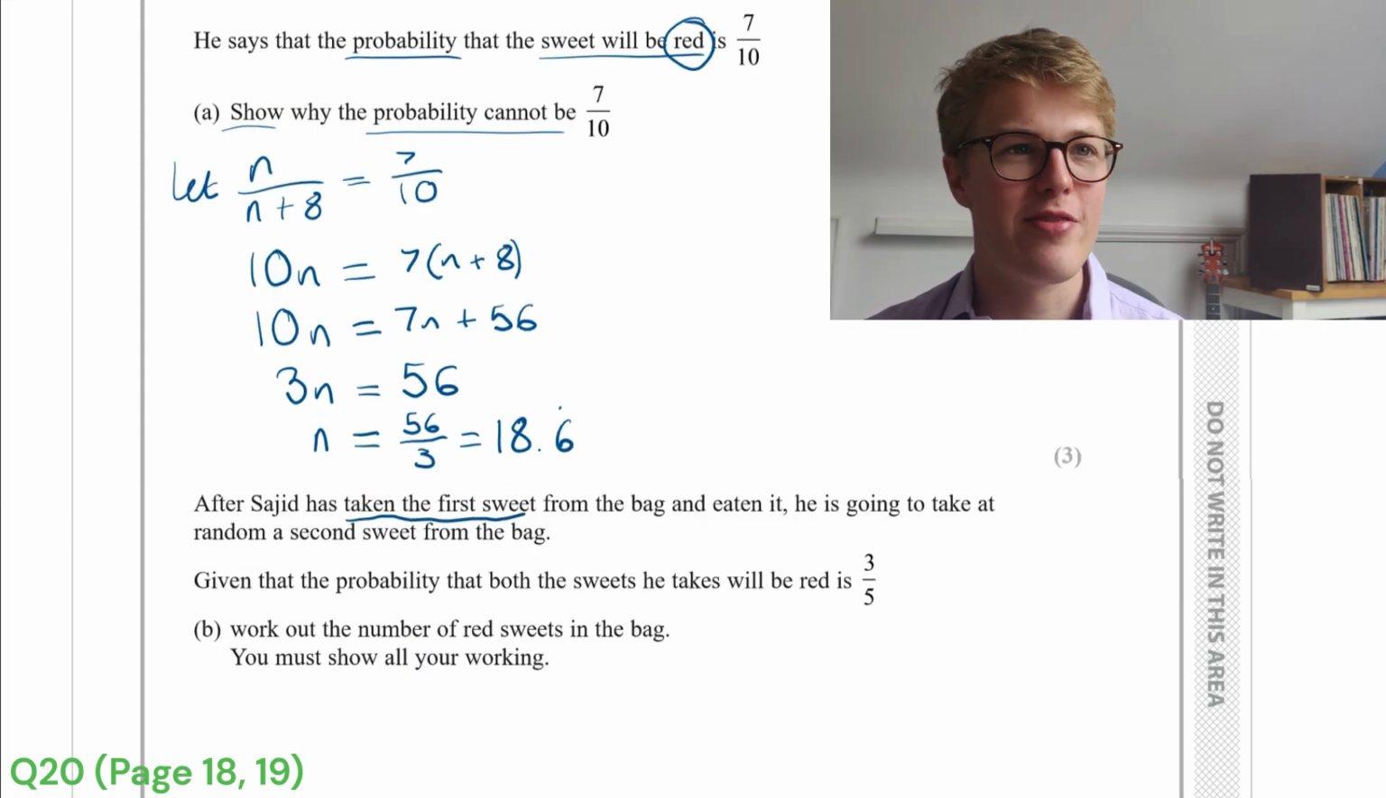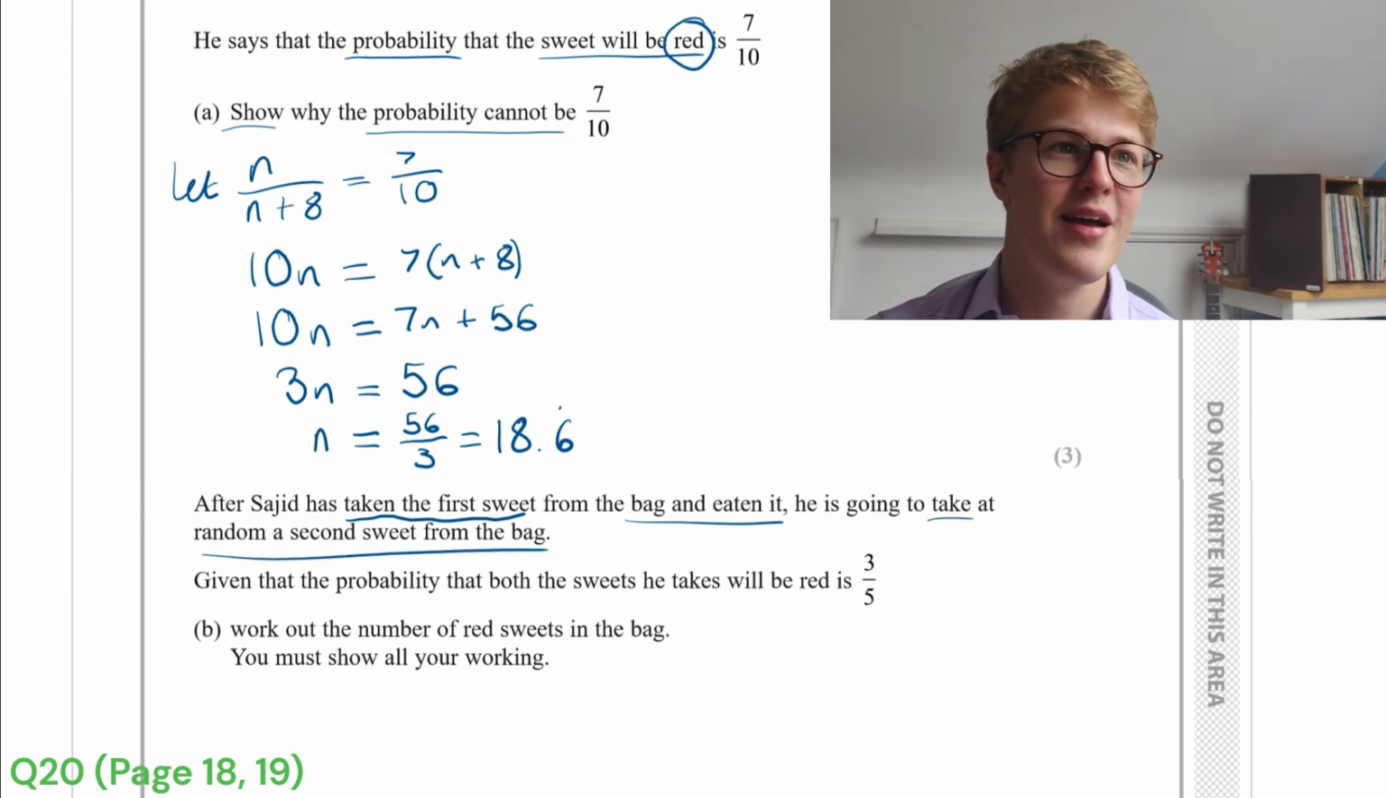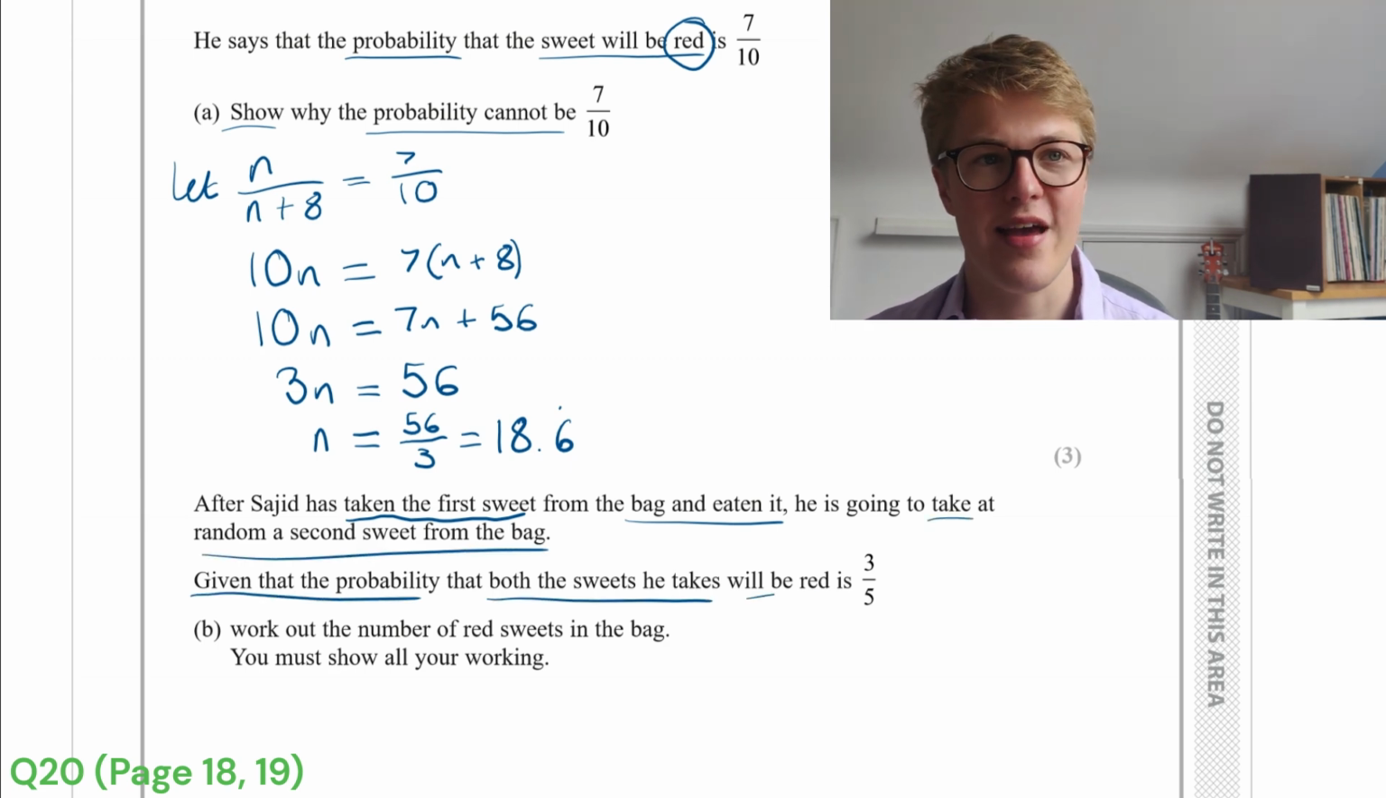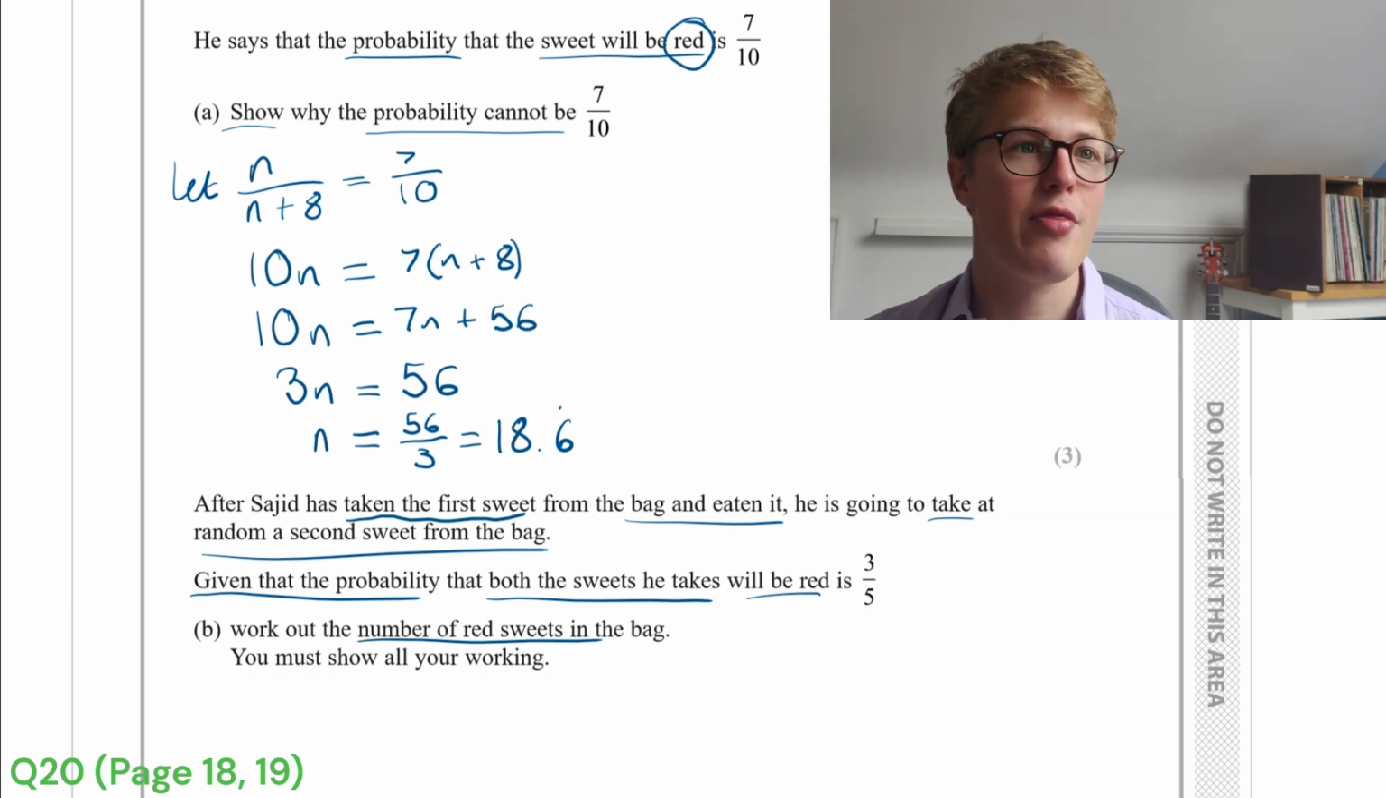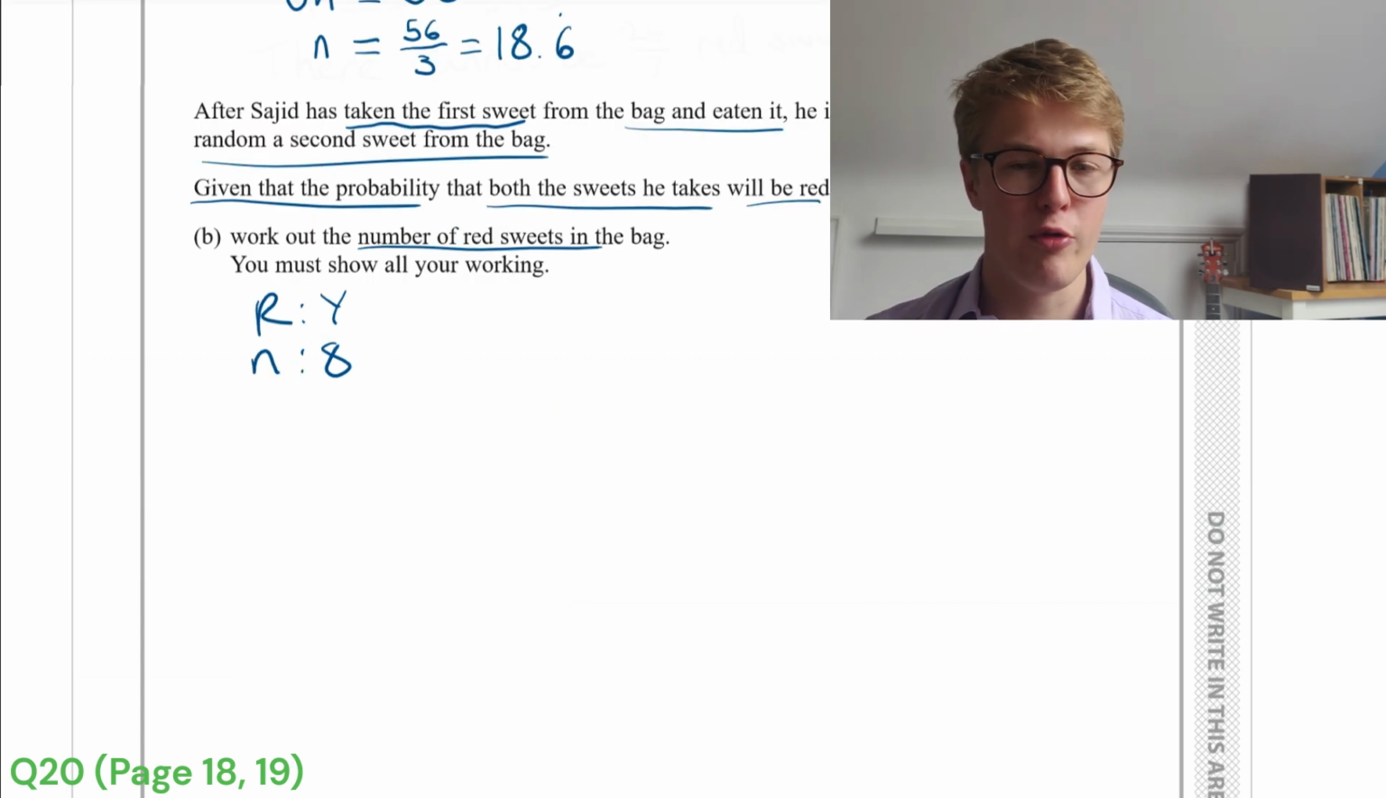After Sajid has taken the first sweet from the bag and eaten it, he's going to take at random a second sweet from the bag. Given that the probability that both the sweets he takes will be red is 3/5, work out the number of red sweets in the bag. You must show all your working.